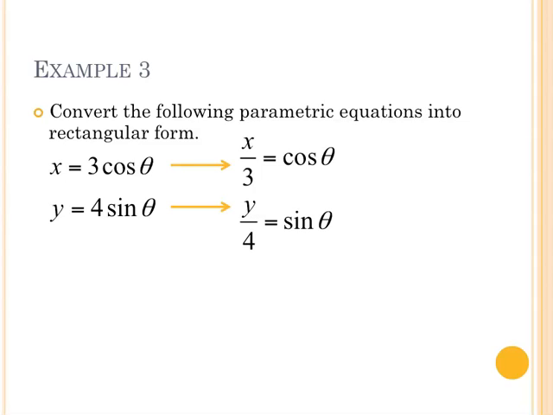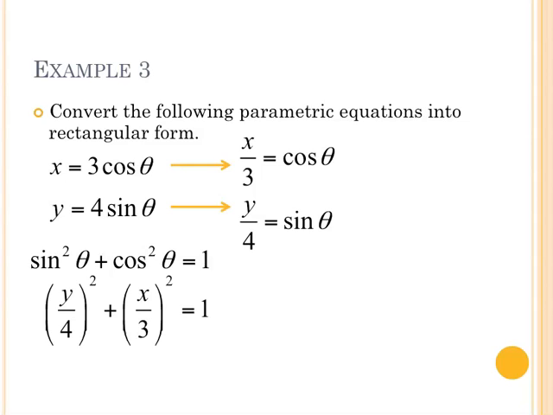And then all you have to do is use the trig identity sine squared theta plus cosine squared theta equals 1. And now substitute in to this equation, right? We're trying to eliminate the parameter theta. So we're going to substitute for sine theta with y over 4 and substitute cosine theta for x over 3. Now notice theta is now completely gone. So we have successfully eliminated the parameter.